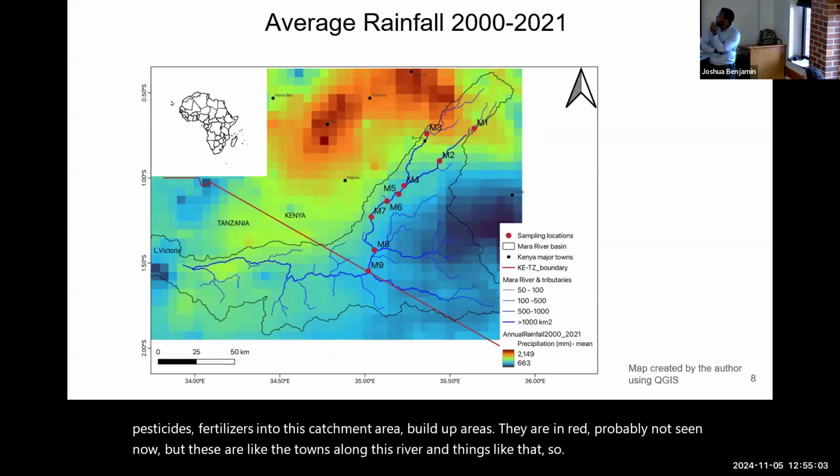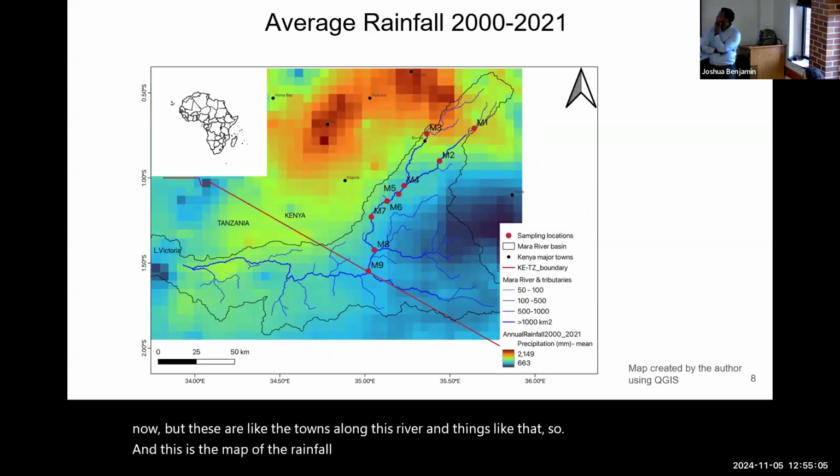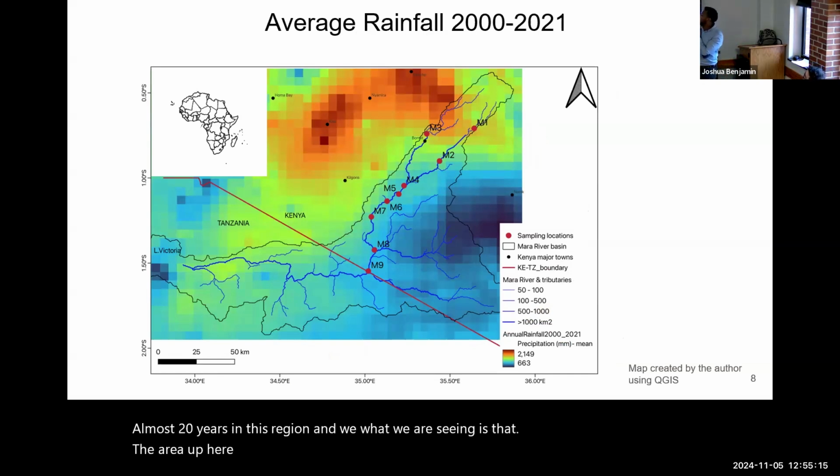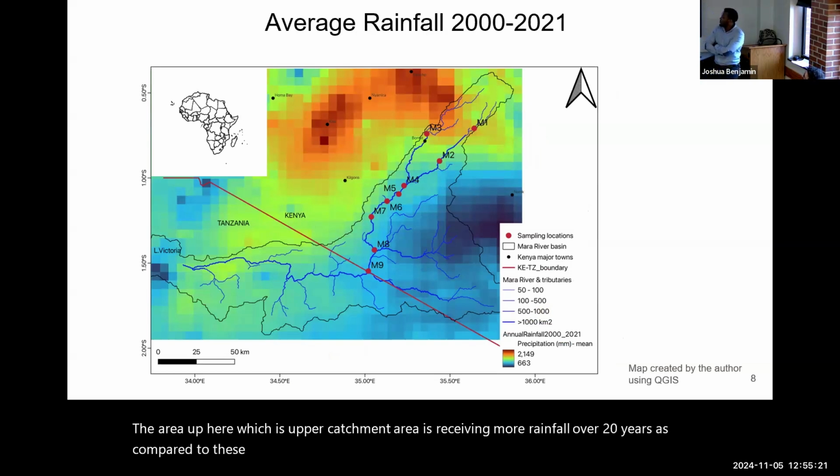And this is the map of the average rainfall for the past almost 20 years in this region. What we are seeing is that the area up here, which is our upper catchment area, is receiving more rainfall over the 20 years as compared to these other sites along this catchment.